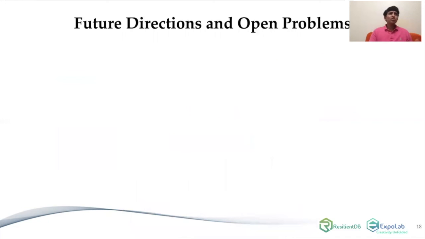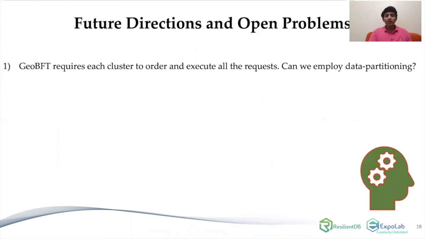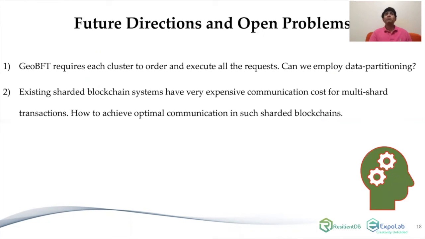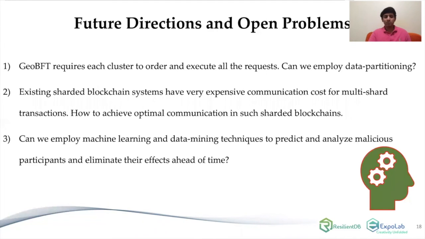So this was our idea about how ResilientDB works and how we try to ensure a permissioned blockchain system can achieve high throughput. Now we try to see what are the existing open problems which we are trying to solve. First, GeoBFT requires each cluster to order and execute all the requests. Can we employ data partitioning? Is it possible to employ some technique of a sharded system? Existing sharded systems do exist, but they have expensive communication cost for multi-shard transactions. Is there a way we can achieve optimal communication in such sharded blockchains?